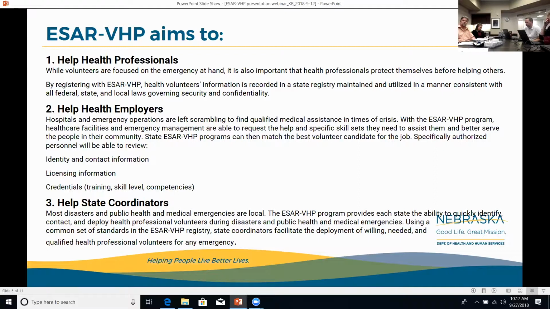With regard to the state coordinators, most disasters and public health and medical emergencies are local. The ESAR-VIP program provides each state with the ability to quickly identify, contact, and deploy health professional volunteers during disasters and public health and medical emergencies. Using a common set of standards in the ESAR-VIP registry, state coordinators facilitate the deployment of willing, needed, and qualified health professionals for any emergency.